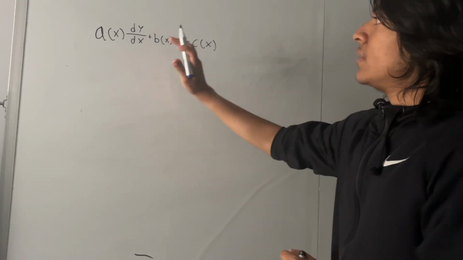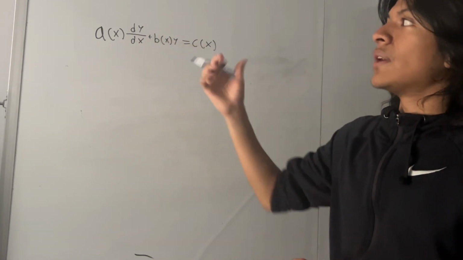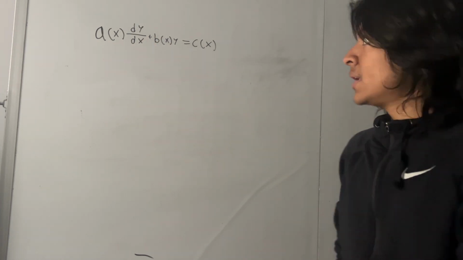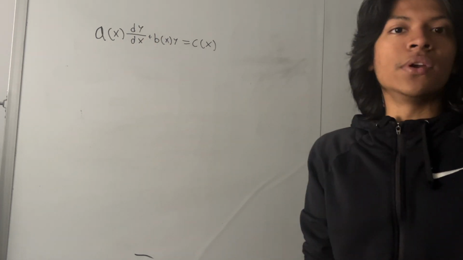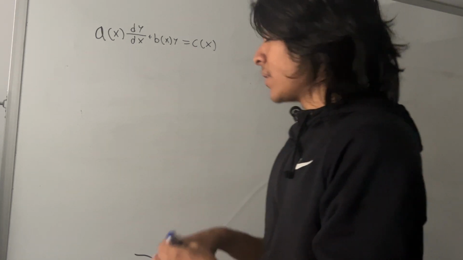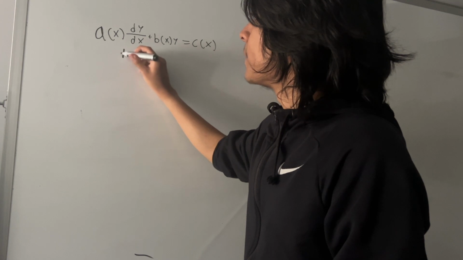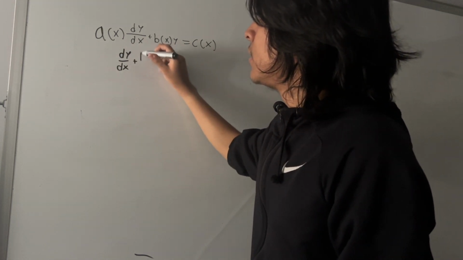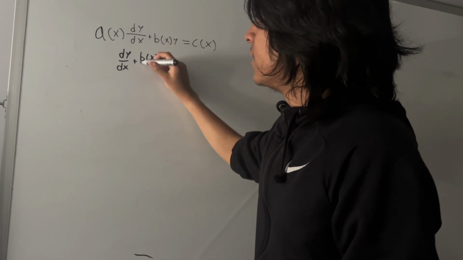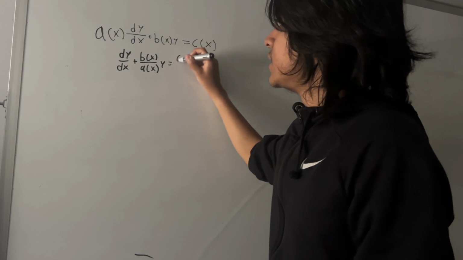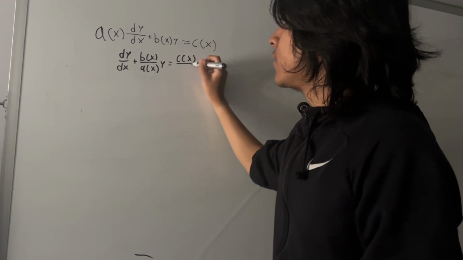So the first thing that we want to do is get this dy dx on its own. And to do that, we're going to divide both sides by a of x. So that way when we divide both sides, we get dy dx plus b of x over a of x times y is equal to c of x over a of x.